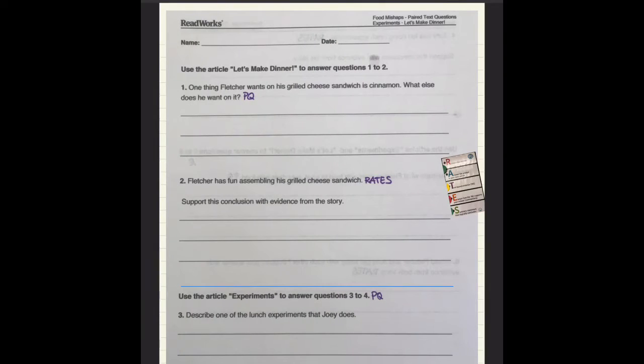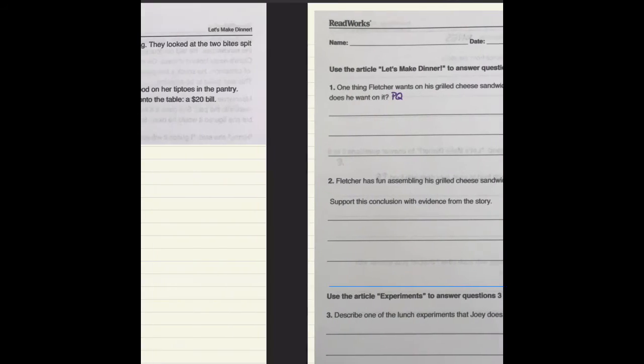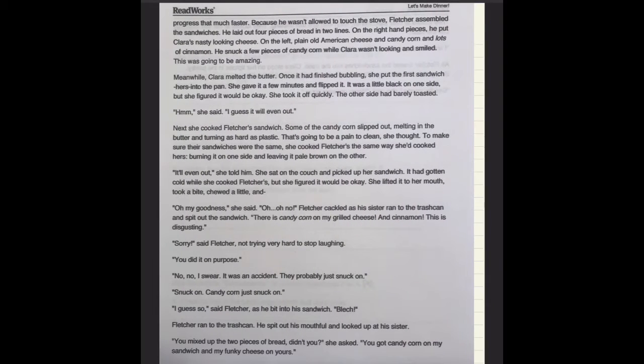And our first question is, one thing Fletcher wants on his grilled cheese sandwich is cinnamon. What else does he want on it? Now I made a notation here that I want you to use part of the question as your answer. If you have not read the article, you should go back and find it now. And notice that this comes from the article, Let's Make Dinner. So I'm going to scroll back and look for what he wanted on his sandwich in addition to cinnamon.